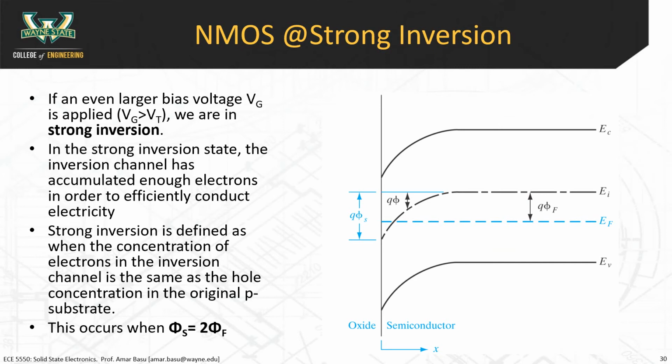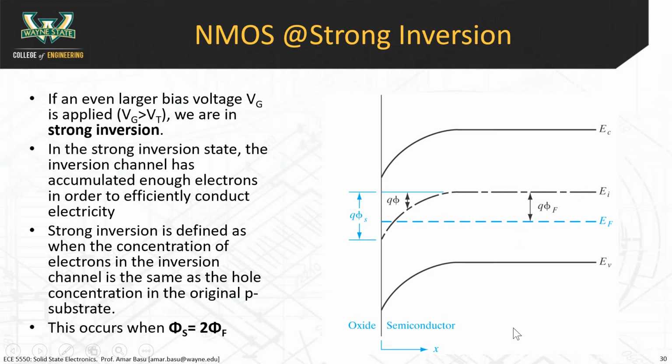The first thing we're going to do is define what strong inversion is. We're going to define that in terms of the band diagram, and there's actually quite an intuitive explanation for this. That intuitive explanation is phi s is equal to 2 phi f. So I'll explain what that means.